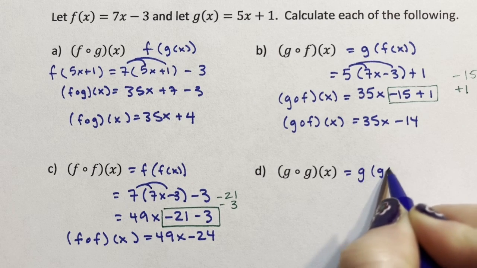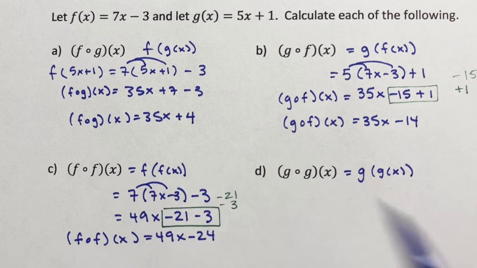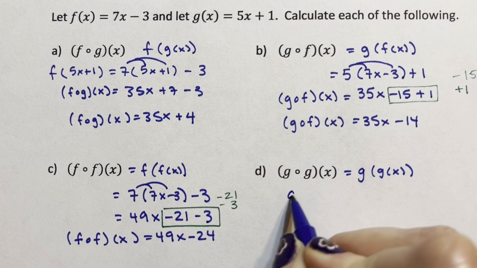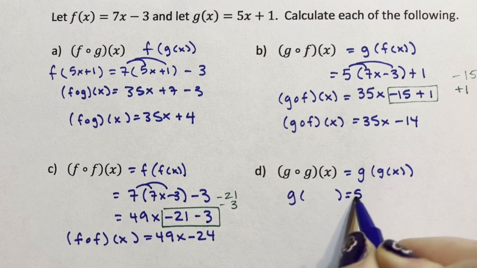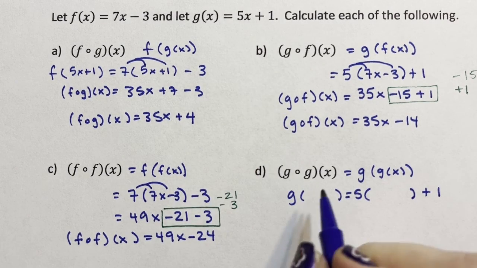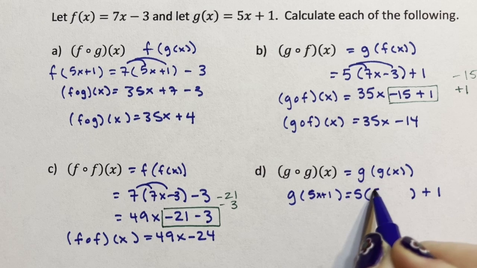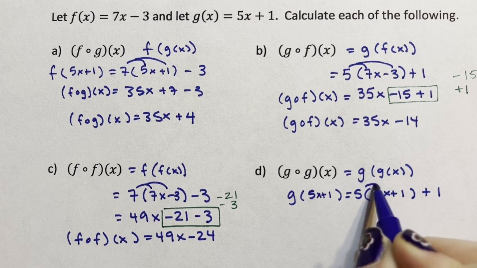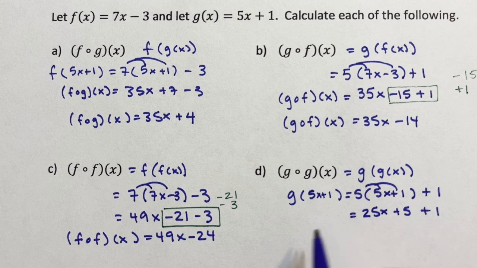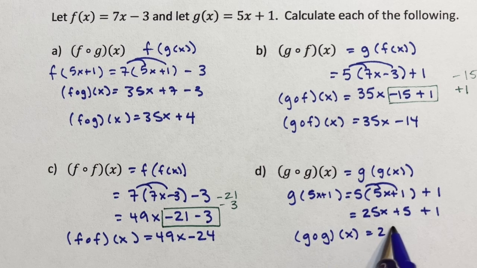g of g of x. I'm going to do this one slowly like the first one in case I've been going too fast. I sometimes talk fast. So this is g of something equals 5 times something plus 1. We're putting itself in, so we have the 5x plus 1 and the 5x plus 1. Distribute: 25x plus 5 plus 1. g of g of x is 25x plus 6.